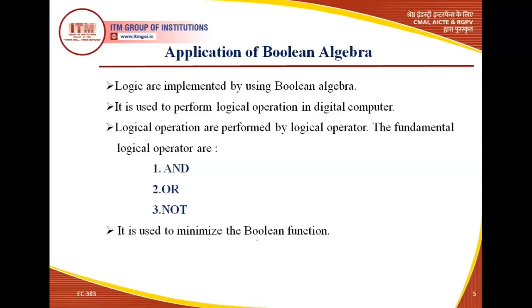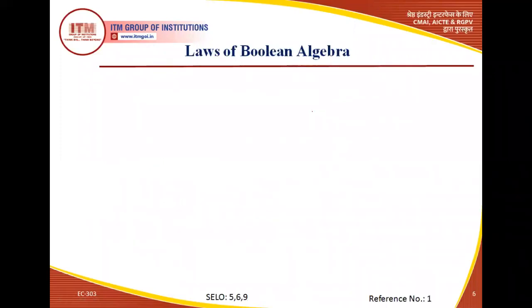So by minimizing the Boolean function, we can reduce the size and cost of the hardware and increase its speed. So these are the advantages of minimizing the Boolean function. Okay. So that is one of the applications of Boolean algebra, that we can minimize the Boolean function by using Boolean algebra. Now we see the laws which are used in Boolean algebra.